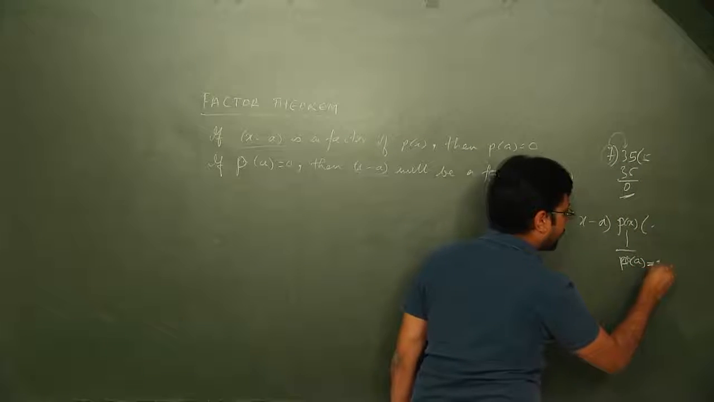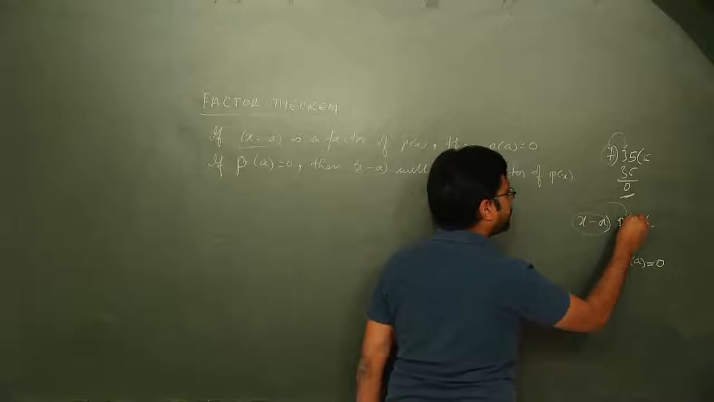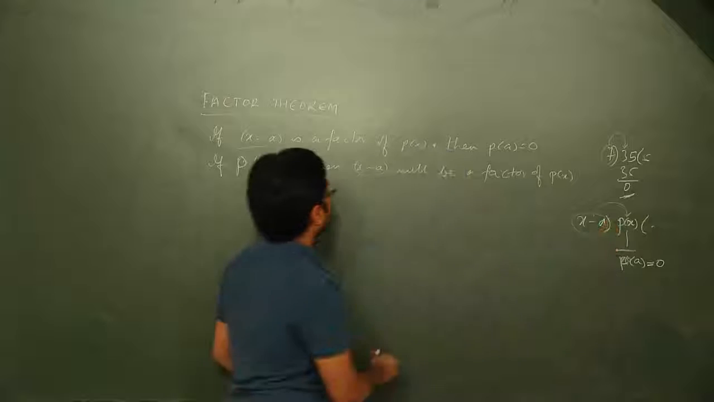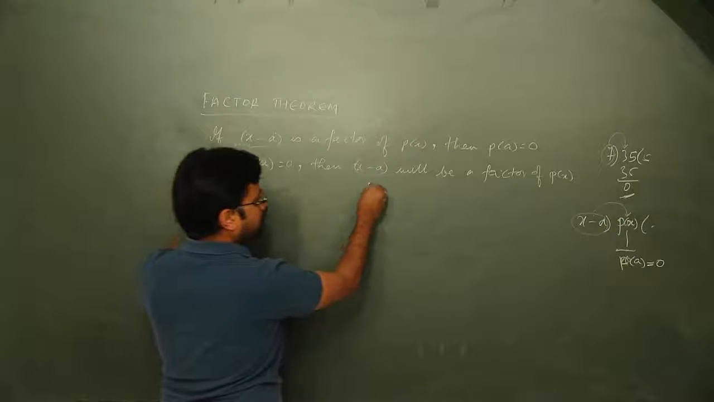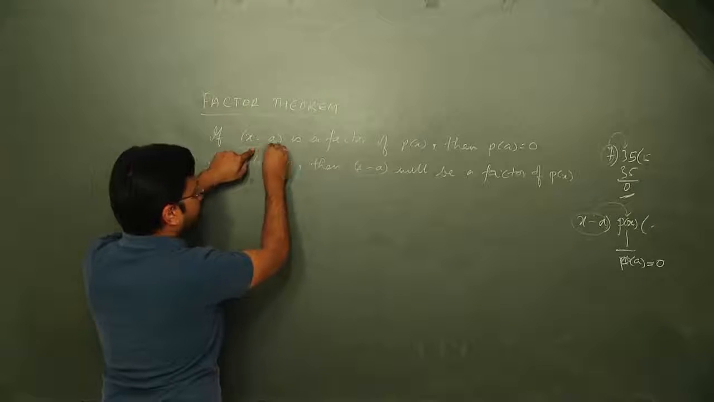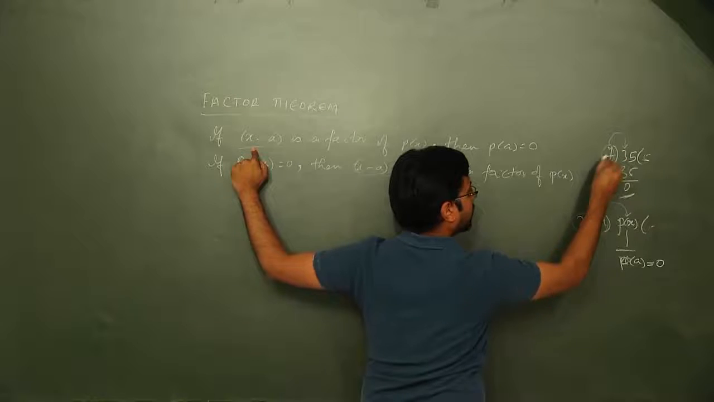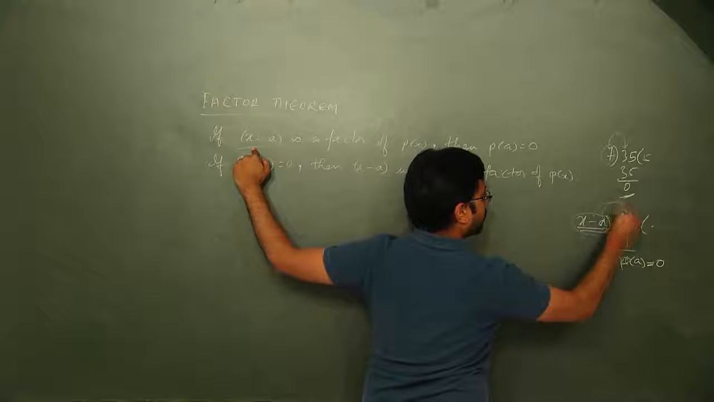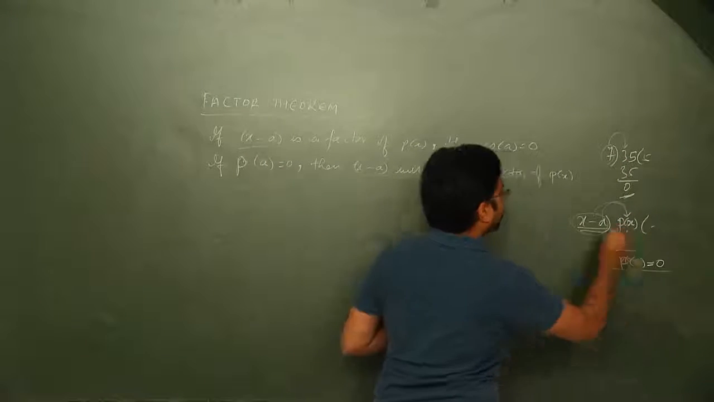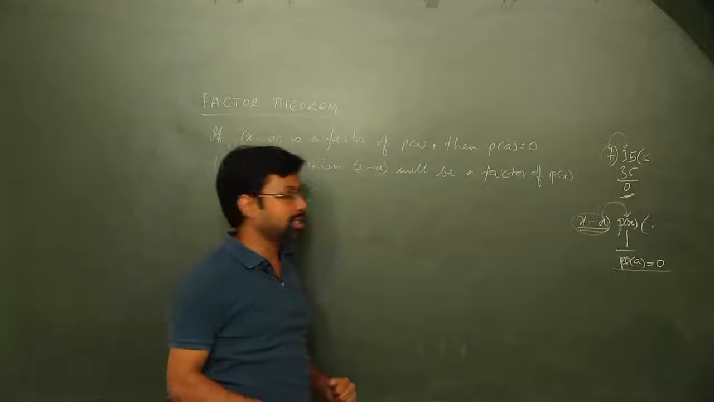Similarly, when P(a) equals 0, we can say that x minus a is a factor of P(x). P(a) equals 0, then x minus a will be a factor of P(x). And the other way around as well. If x minus a is a factor of P(x), then obviously the remainder is going to be 0. So this is what the factor theorem states.